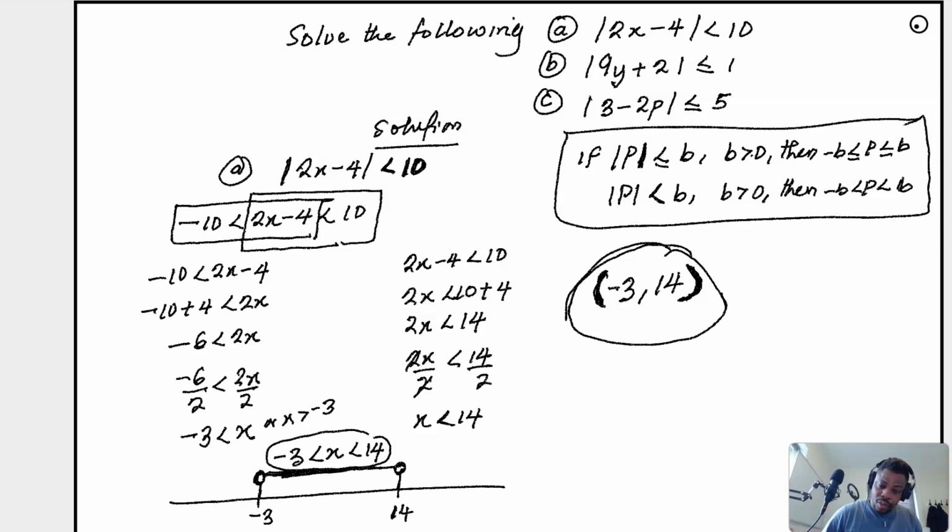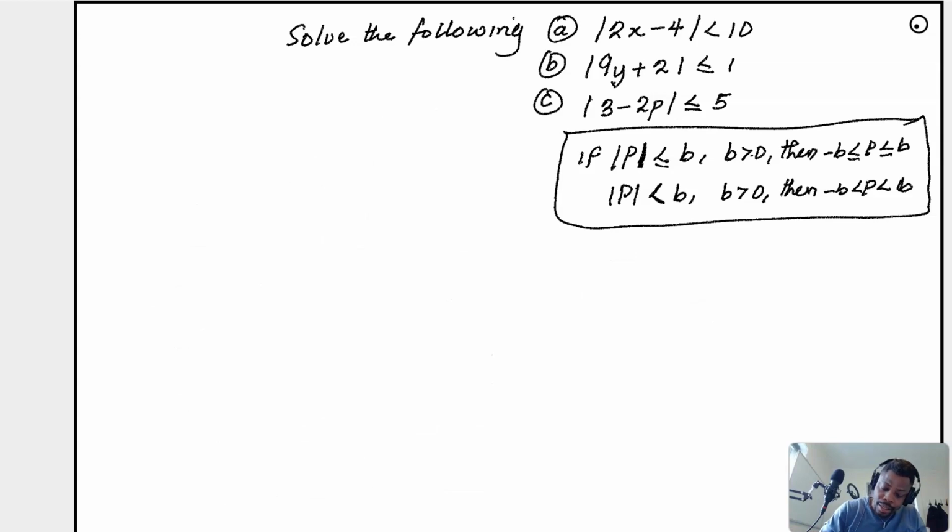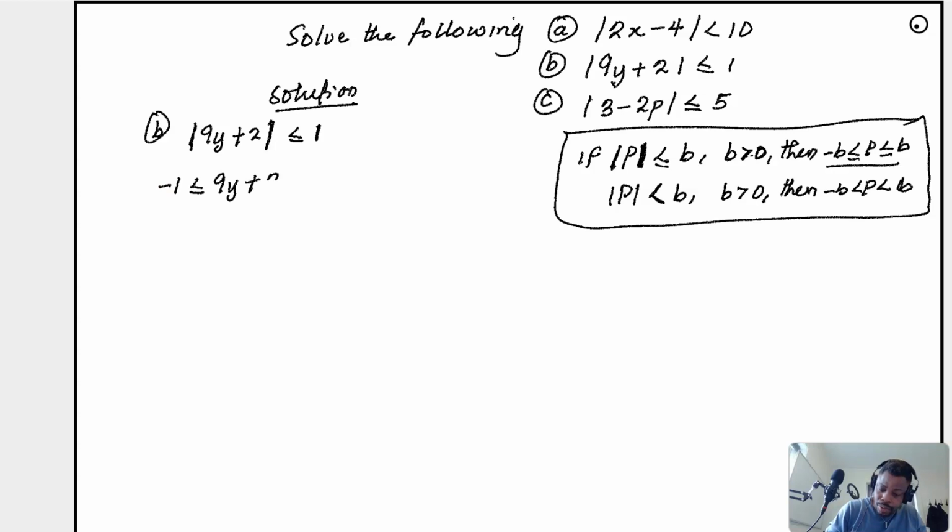Okay, so let's take question B. Now let's take B. Modulus 9y plus 2 less or equals to 1. Now, the modulus of something less or equals to something, and b here is 1, and 1 is greater than 0. It simply means we can use this rule. So we can rewrite this as minus 1 less or equals to 9y plus 2 less or equals to 1.